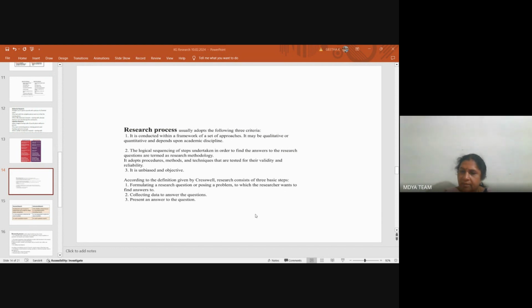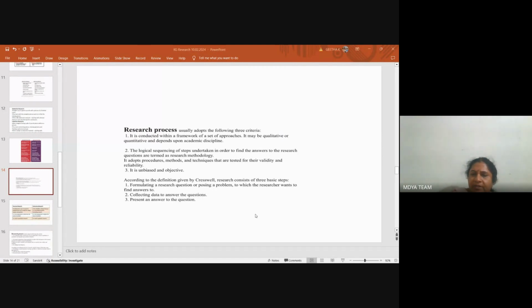Then you will take a supportive review of your research. And finally, you will come to results and discussion. And in results and discussion, you will compare your results with the previous reviews. So this is what we are going to have in our proposal. So the research process is nothing but a framework or total outline. Framework means total outline of what we are going to do. So it may be qualitative or quantitative depending upon the academic discipline. What is the type of research? Accordingly, the process will also differ.